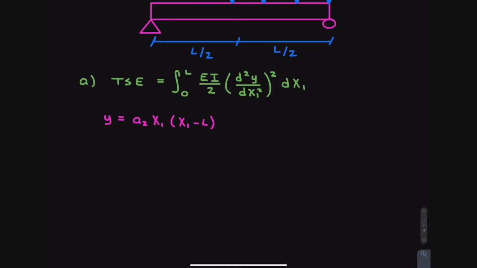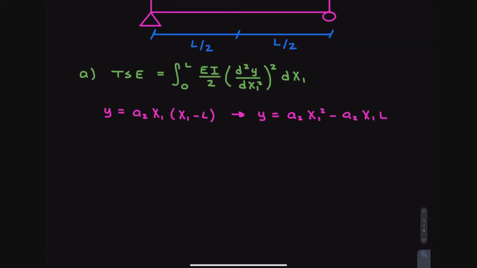Now what I'm going to do, because I'm really bad at taking derivatives, is I'm just going to expand this out. So I'm going to have a2 times x1 squared minus a2 times x1 times L. And again, I'm just doing this because I'm absolutely terrible at taking derivatives. It's easier for me to expand it out into single terms rather than have that x1 minus L as kind of a factor there. All right, so now that I have this, I can take the second derivative pretty easily.